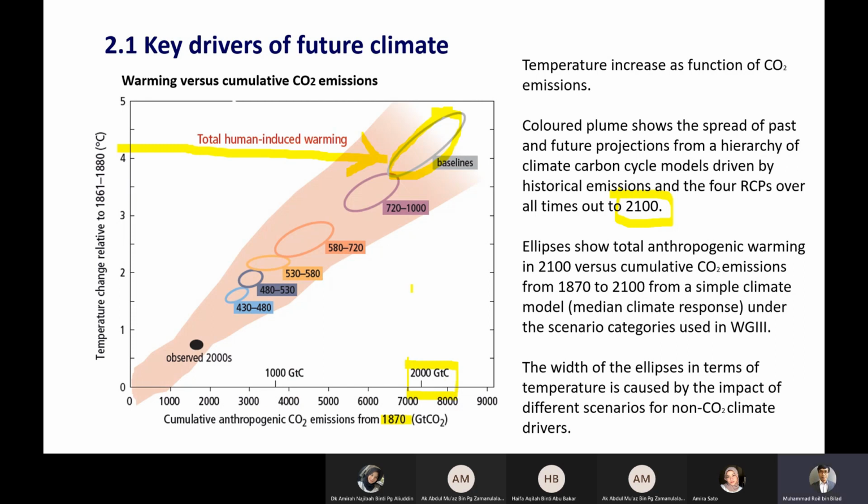Then if we go to a different scenario, we will end up with less and less temperature by actually reducing the accumulation of CO2 emission.